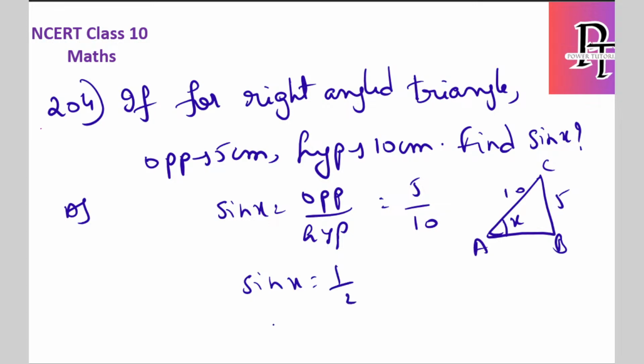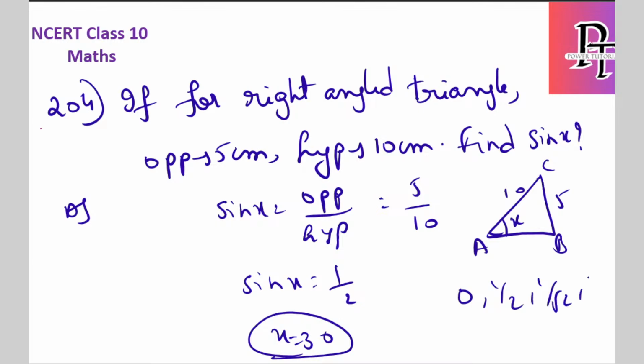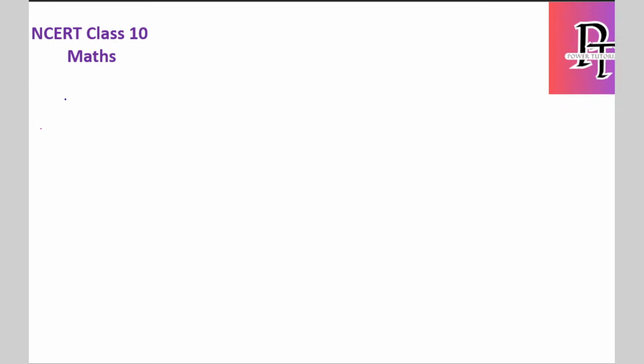So the angle should be 30 degrees because sin 30 is equal to 1 by 2. Whereas sin 0 is 0, sin 30 is 1 by 2, sin 45 is 1 by root 2, sin 60 is root 3 by 2, sin 90 is 1. So among these values, which is matching 1 by 2, which is 30 degrees. Okay, let's go to the next one. 205 question.